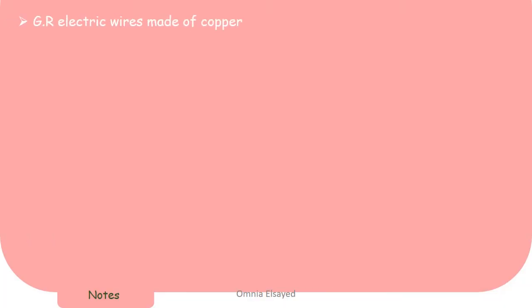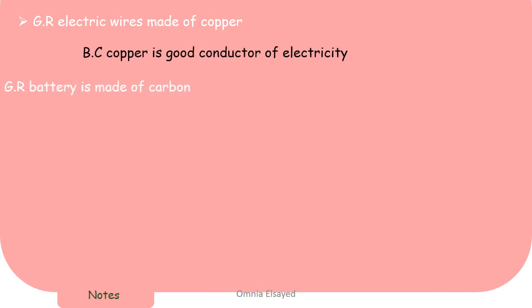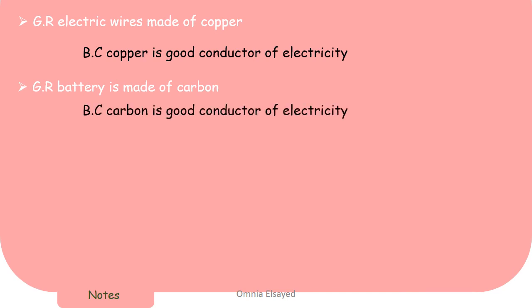Give reason. Electric wires are made of copper because copper is a good conductor of electricity. Batteries are made of carbon because carbon is a good conductor of electricity. Carbon is the only non-metal good conductor of electricity.